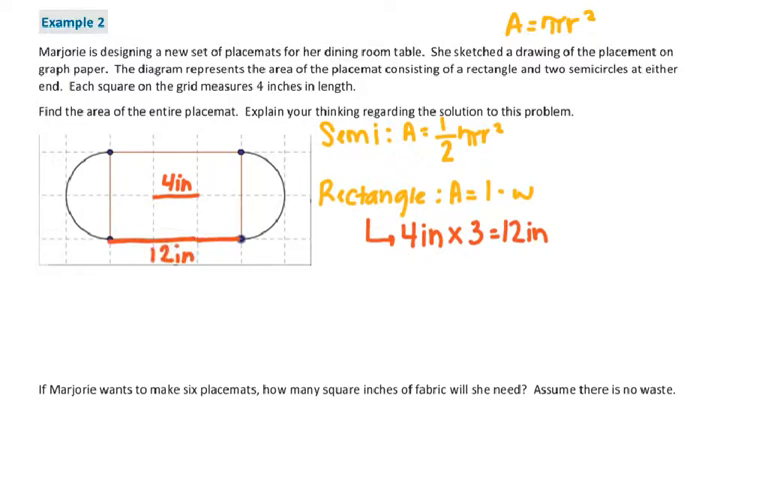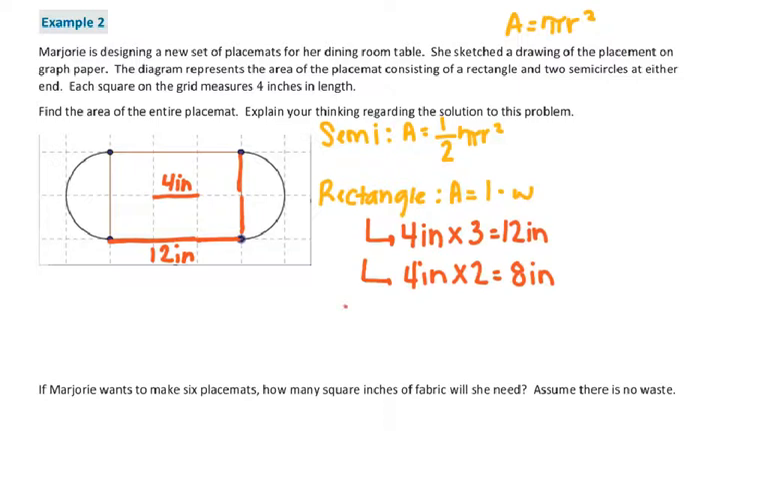Now, in addition to knowing the length of the rectangle, we also need to know the width of the rectangle. So this length right here. When we're looking at the width of that rectangle, I see 1, 2 squares. So now I'm going to multiply 4 inches, because each of those squares is 4 inches, by 2, and I end up with 8 inches as my width.